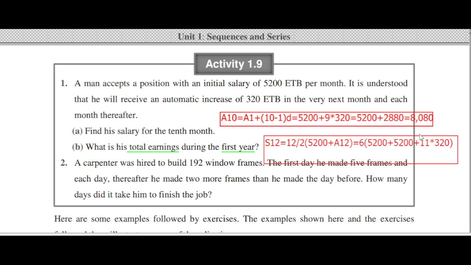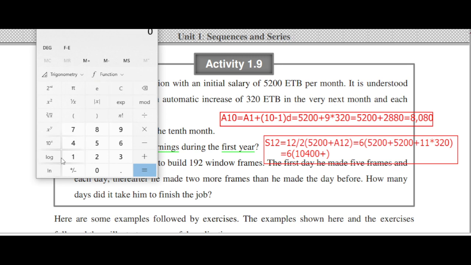So this is equal to 6 times, in bracket, let's add 5,200 plus 5,200, which is 10,400, plus 11 times 320. Let's multiply 11 times 320, which is equal to 3,520.